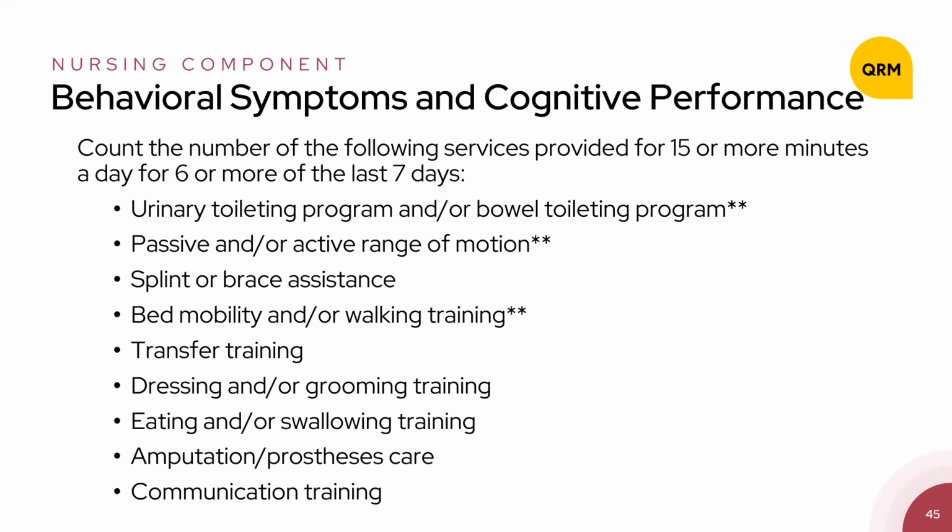Or six days, 15 minutes in 2 or more categories for 6 days. So you've got your urinary toileting program or bowel toileting program. You've got your passive or active range of motion, your splint or brace, bed mobility and/or walking training, your transfer, your dressing or grooming, your eating or swallowing, amputation, or communication.